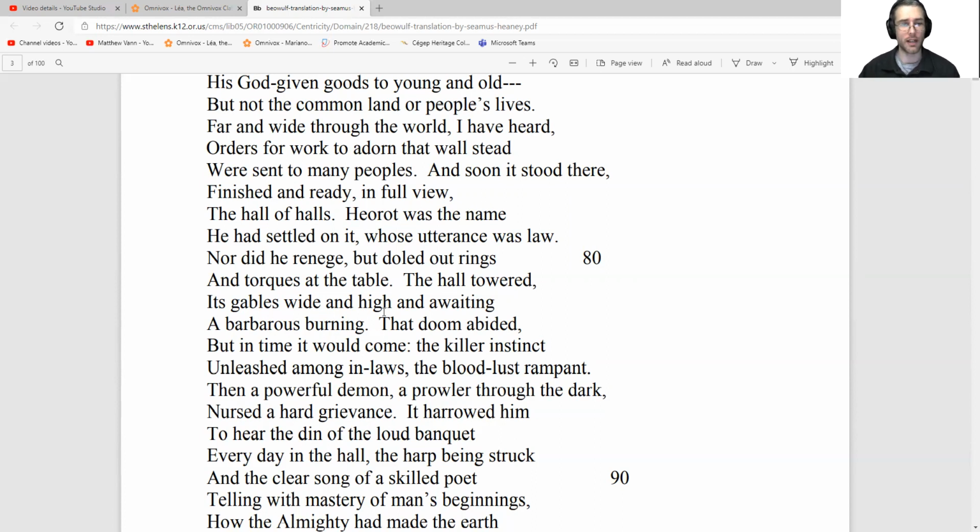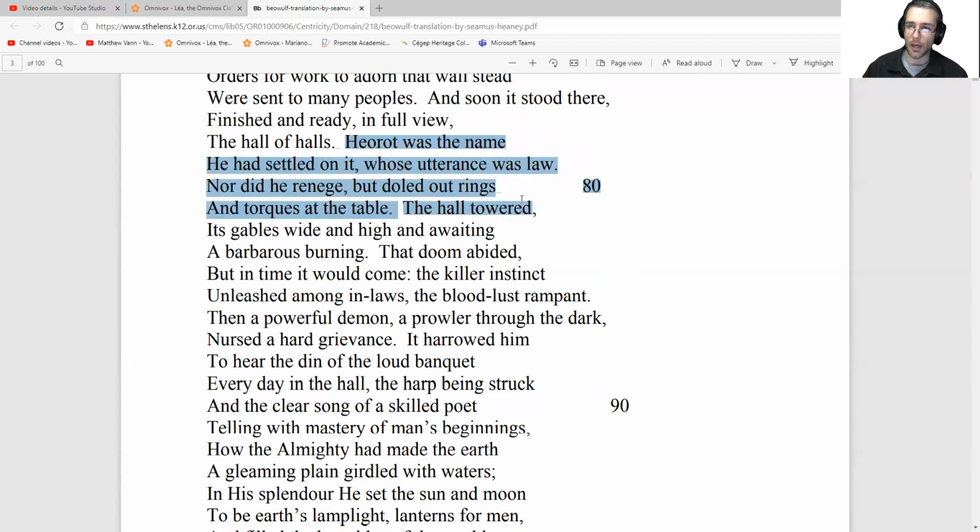The hall towered, its gables wide and high and awaiting a barbarous burning. That doom abided. But in time it would come, the killer instinct unleashed among in-laws, the bloodlust rampant. In its glory, right after it's been created, it's just waiting to be destroyed. So again we see that melancholic reflection that we noted in Shield Chieftain.